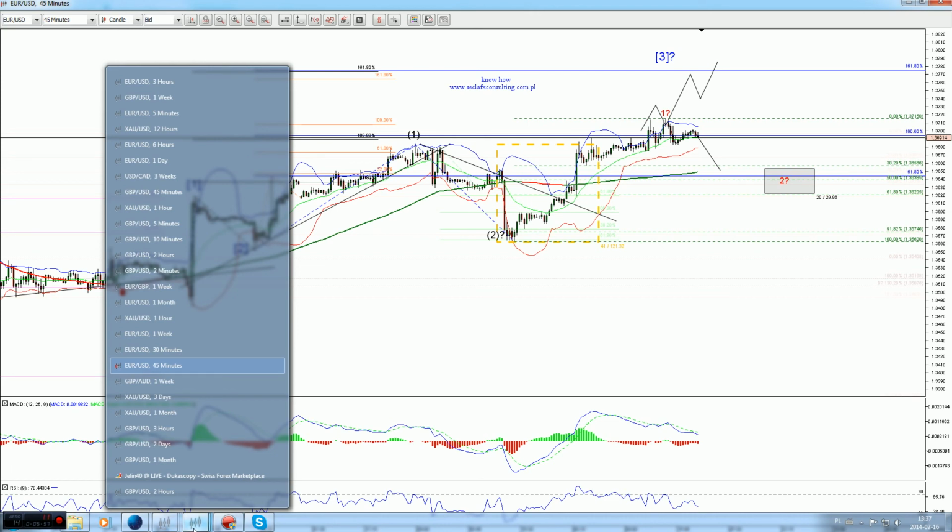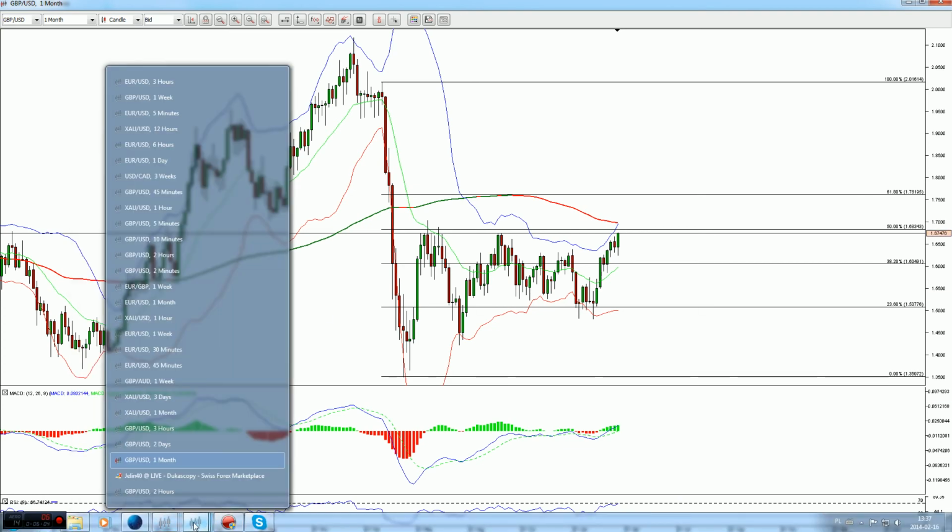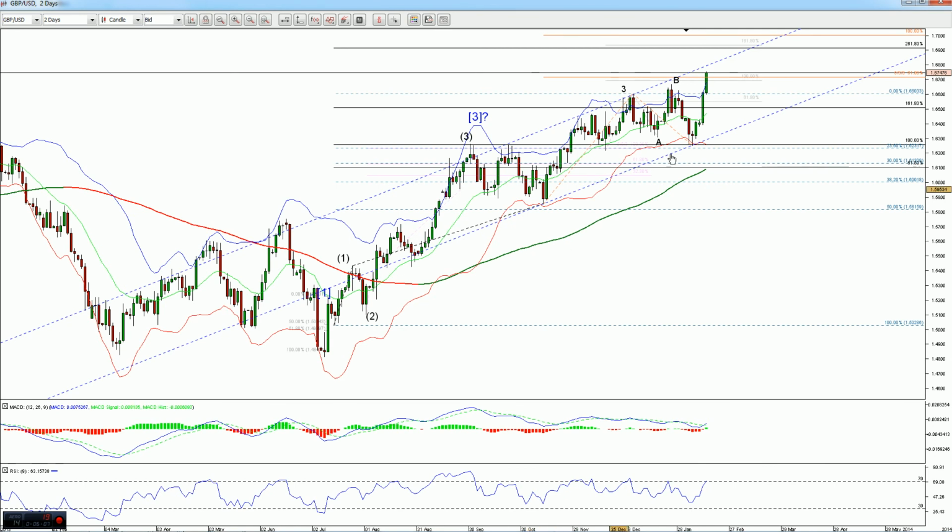Let's go to the Great Britain Pound USD monthly candle. Currently a green one, quite strong. This is a 2 days count.